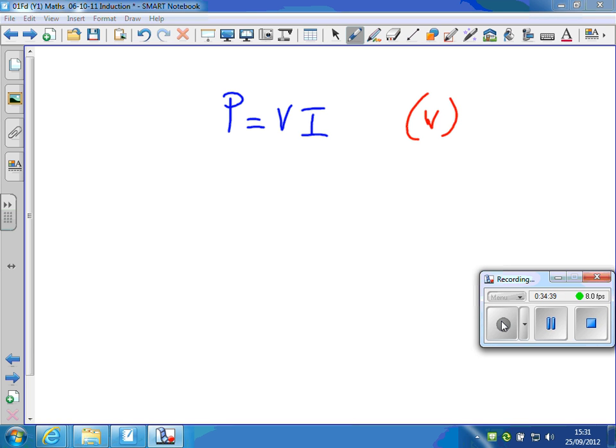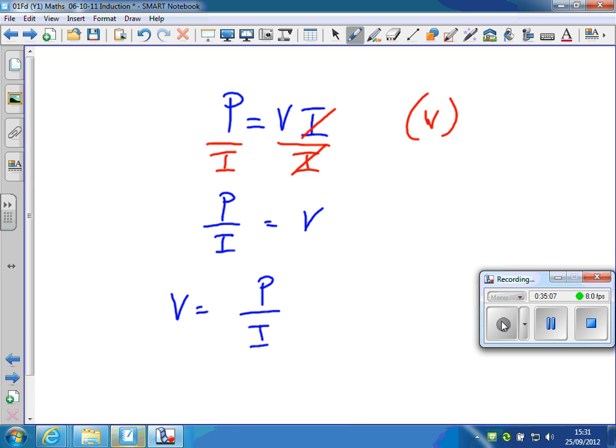Look at this. What have I got to do to not take away? Yeah, if I divide the right-hand side by I, Alex, then I can cancel them. And so now what do I do to the other side? Divide by I. So V, and now the I's cancel, and therefore V equals P over I. Okay?